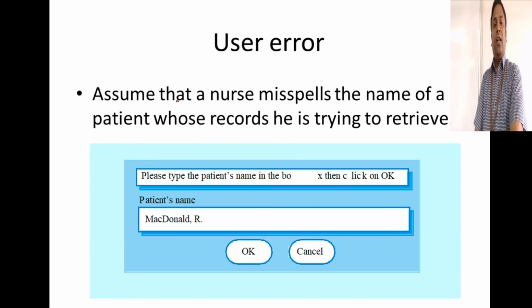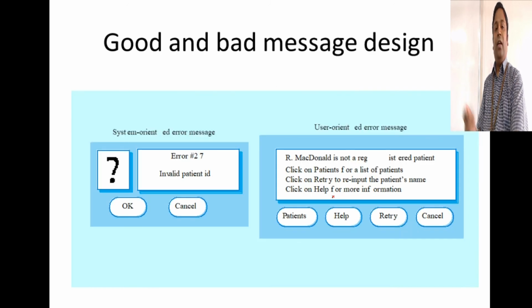This is one good example. Say a nurse misspells a patient's name in the system. This is like a typo. A nurse types a patient's name, she misspells his name. So what should be the feedback to the nurse? You should not say something like, error 27, 404, 504, invalid patient ID. She may be really scared. Something is happening. So what you have to do is, see how they help her.